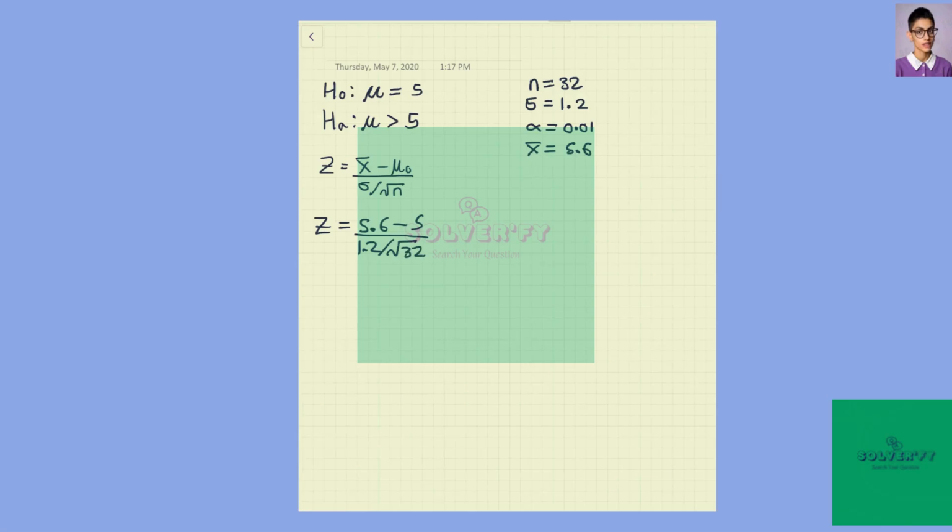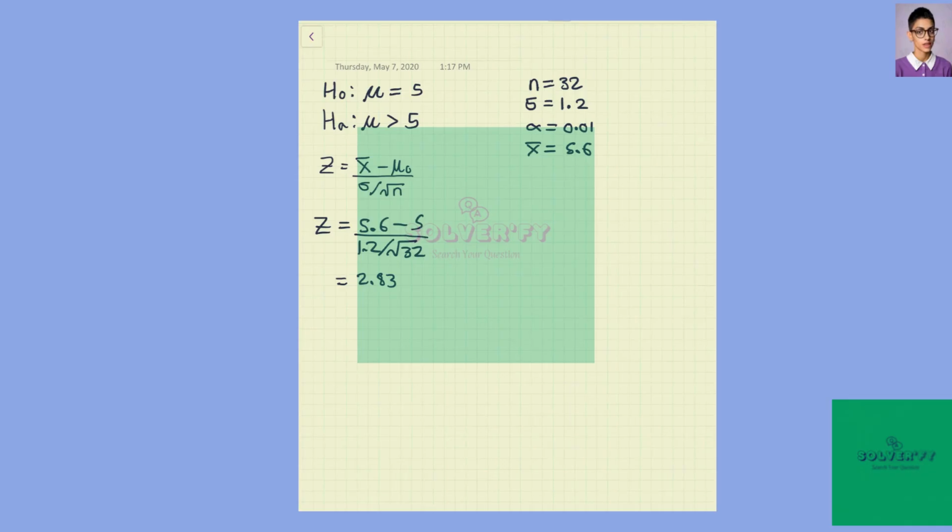Next, you just plug this into a calculator, and you will get, I should have probably done this beforehand, so I'll quickly calculate this right now. You will get 2.83. So this equals approximately 2.83.